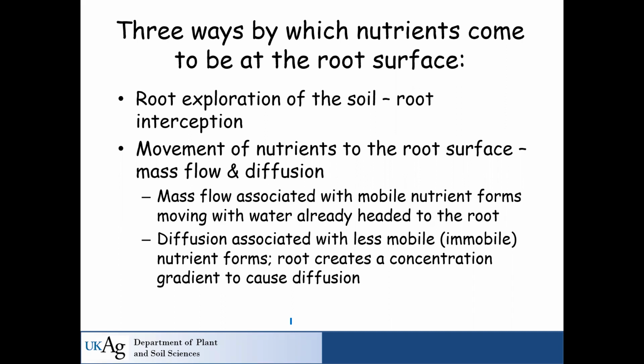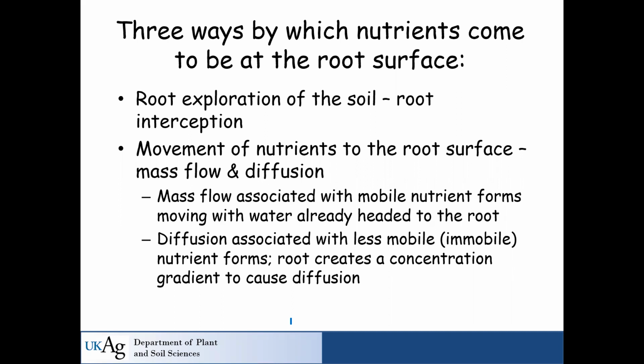But that doesn't account for much of the nutrients, particularly these primary macronutrients, in terms of how they're acquired by the plant root. The movement of nutrients to the root surface is really important. And there are two major ways in which this happens: mass flow and diffusion. When you have a mobile nutrient in the soil solution, like nitrate is very mobile, the moving water is already headed to the root as the root takes up water, and the nitrate moves with that water into the root.